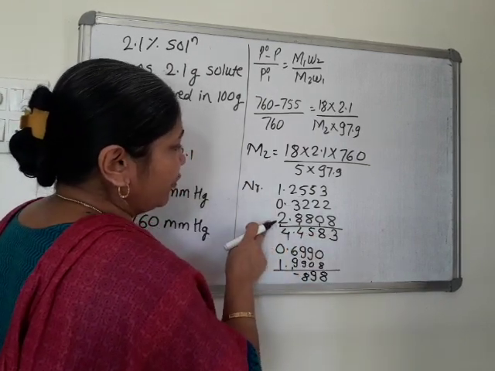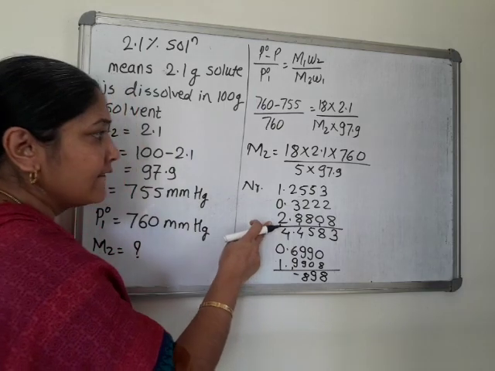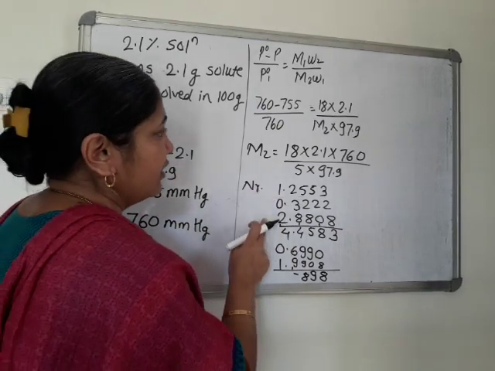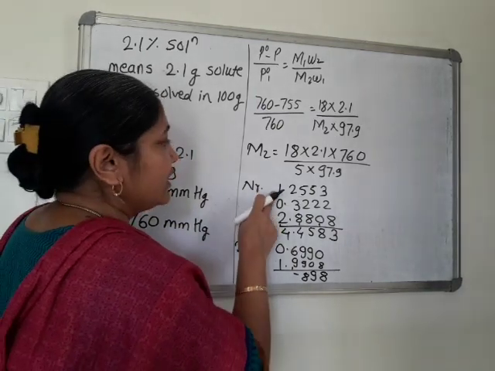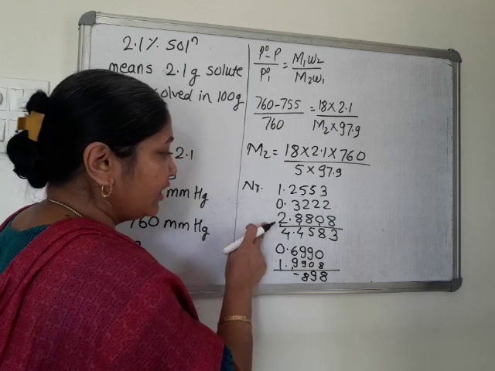5.4583. How come 5 point? It is 4 point, na? Its characteristic is 4 point, correct, na? 4 point.